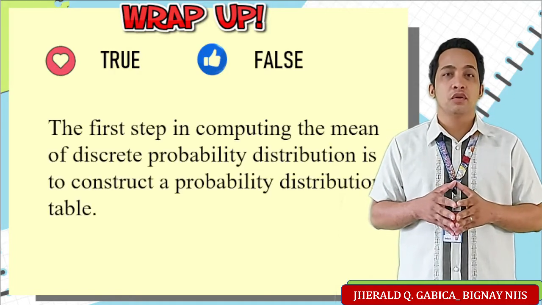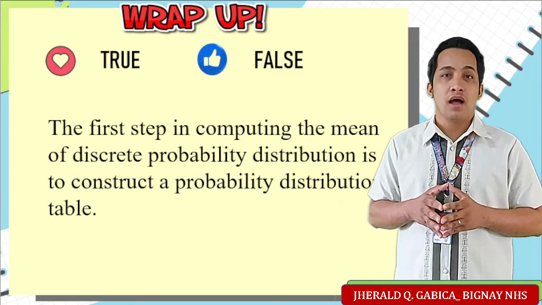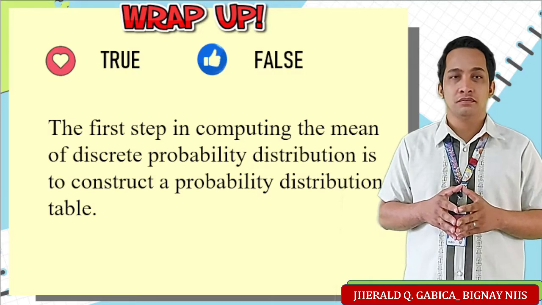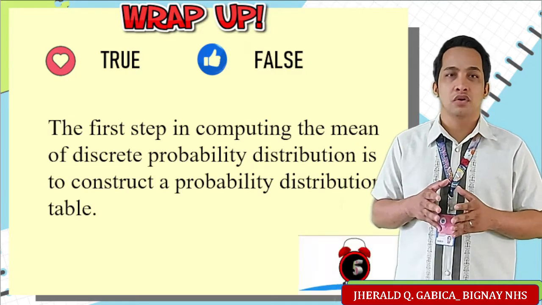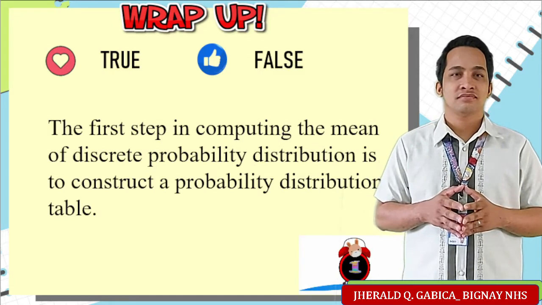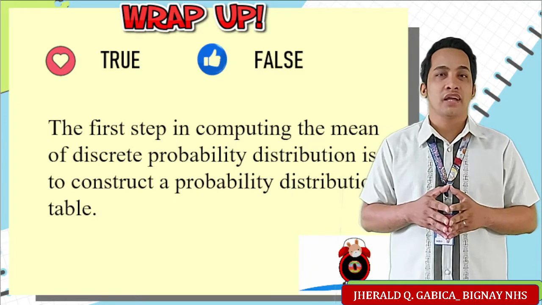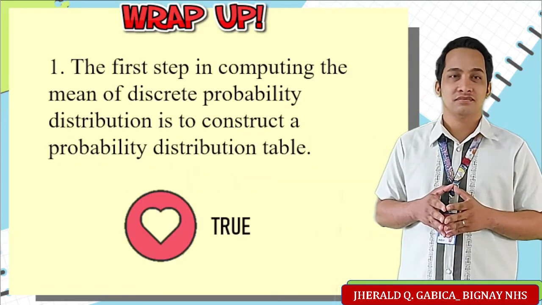The first step in computing the mean of discrete probability distribution is to construct a probability distribution table. 5 seconds. Go. Time's up. The correct icon is heart.